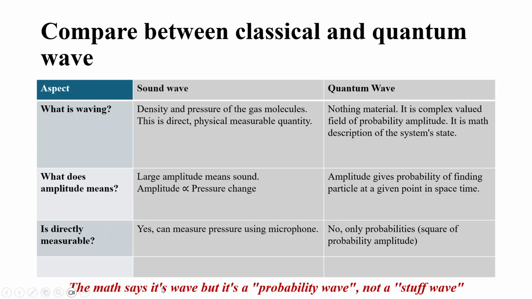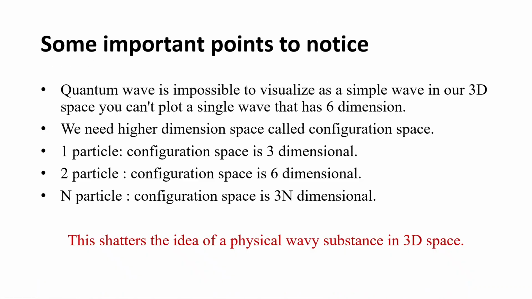You can again check that the math says it's a wave, but it's a probability wave, not a stuff wave. So some important points to be noticed: a quantum wave is impossible to visualize as a simple wave in our 3D space. You can't plot a single wave that has 6 dimensions. We need a higher dimension space called configuration space. For one particle, configuration space is 3 dimensional. For two particles, it is 6 dimensional. For n particles, it is 3n dimensional. So this shatters the idea of a physical wavy substance in 3D space.